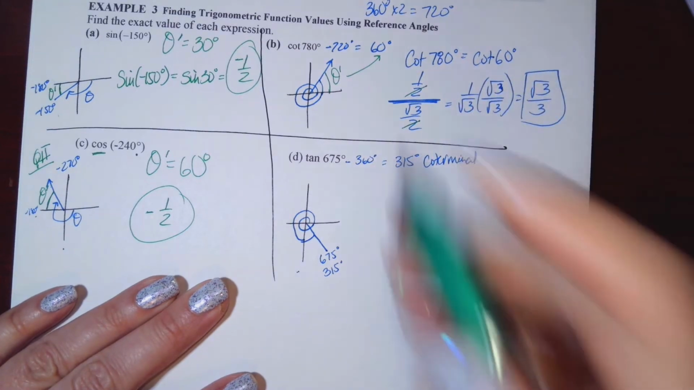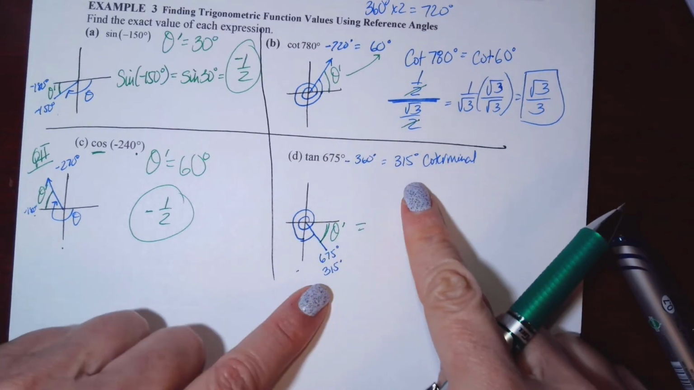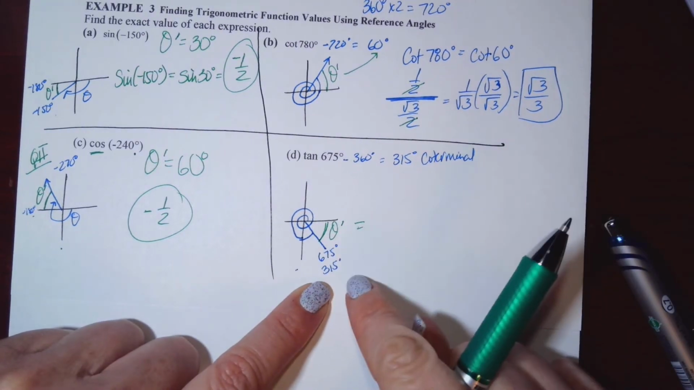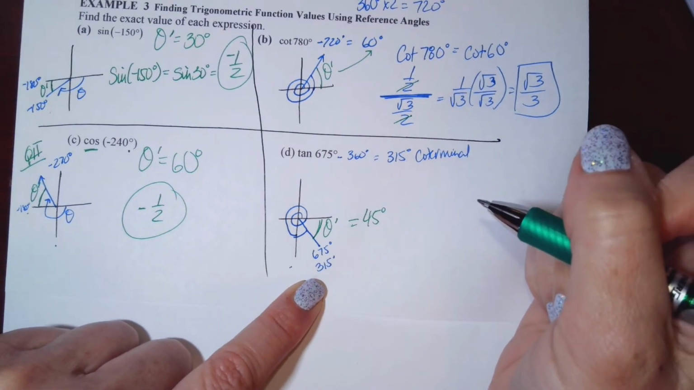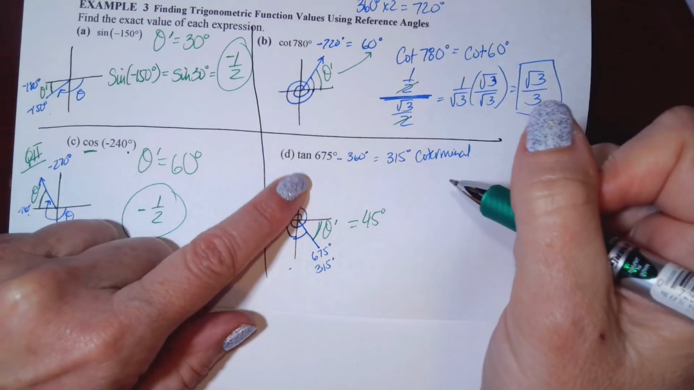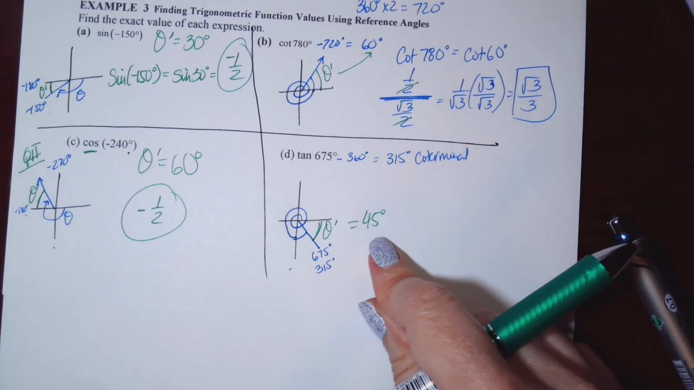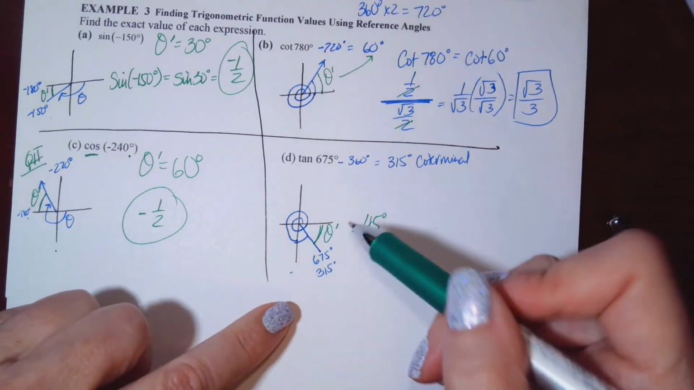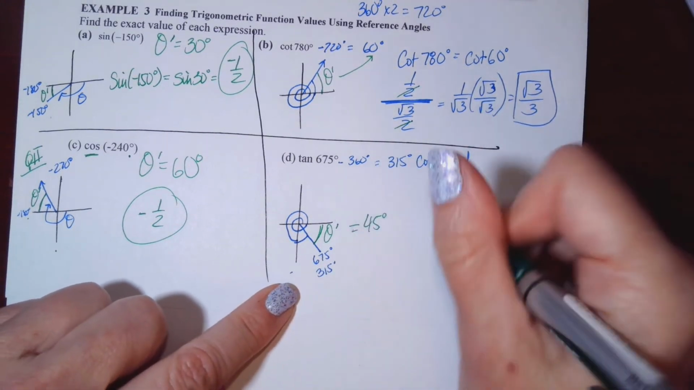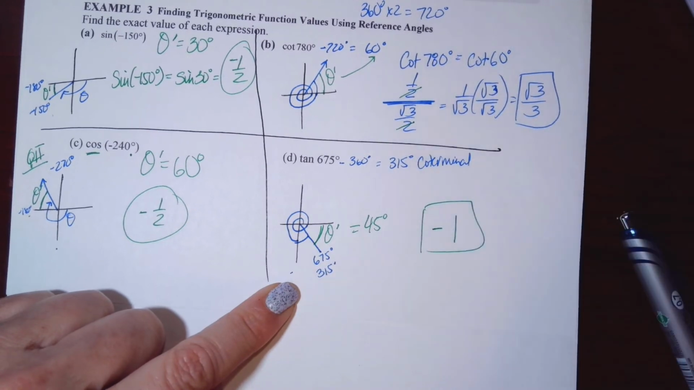That does not tell me my reference angle value, theta prime. Well, the difference between 315 and 360 is 45 degrees. So I've got a 45 degree reference angle. So I'm wanting tangent of a 45. Well, tangent values of 45 degree angles are either 1 or negative 1. I'm in quadrant 4, which means x is positive and y is negative. So my tangent function value here in quadrant 4 is going to be a negative 1.